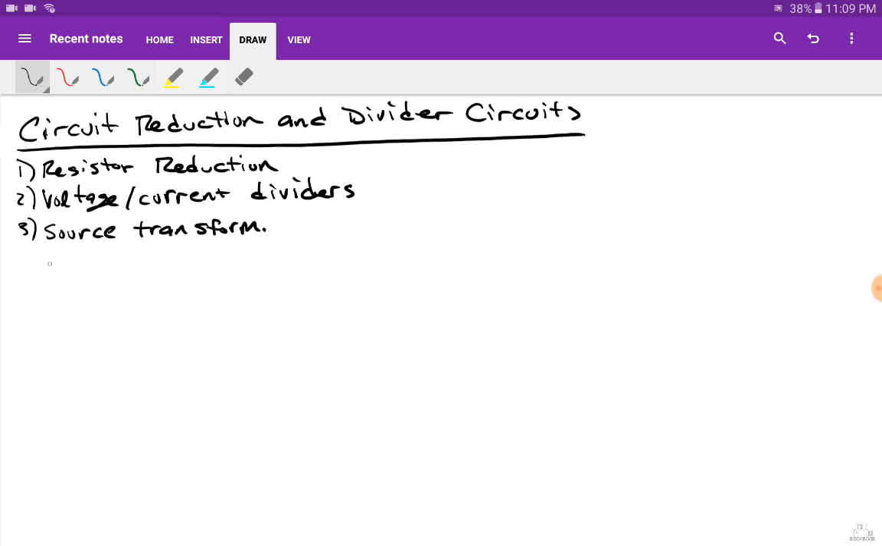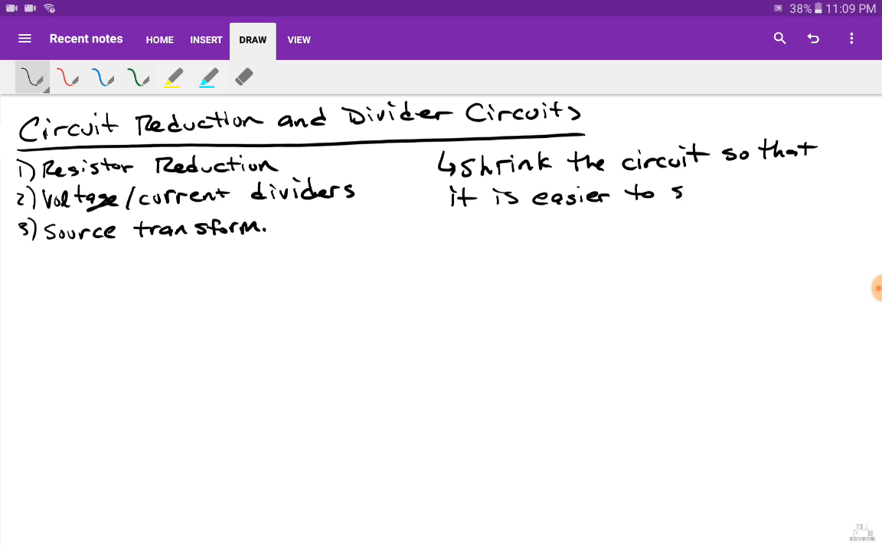The whole idea behind circuit reduction is you're going to shrink your circuit so that it is easier to solve. Okay. So that's literally all we're doing here. We're basically trying to come up with shortcuts to solving our circuits for the cases where we get medium to large scale circuits. All right.